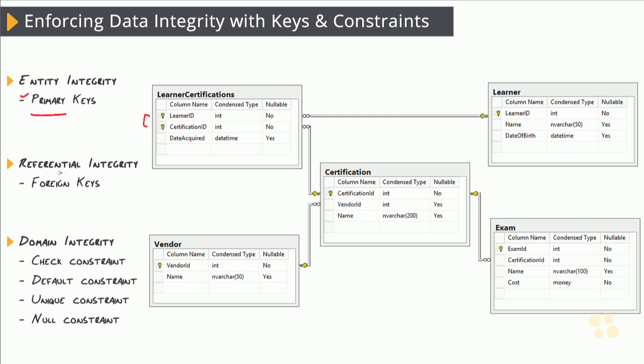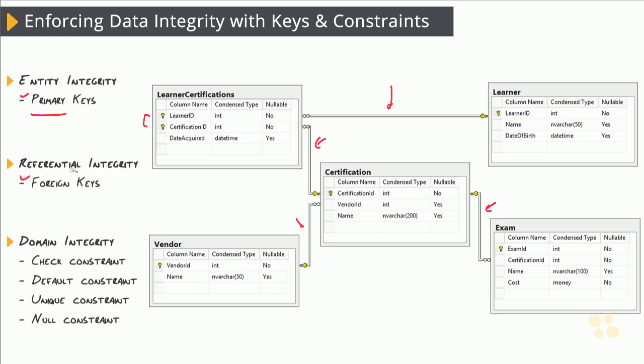Now, next up we have referential integrity. And remember, this is how we enforce data integrity across tables, between data within those tables. This is how we configure relationships, right? And we enforce these through what are known as foreign keys. And a foreign key references a primary key in another table.